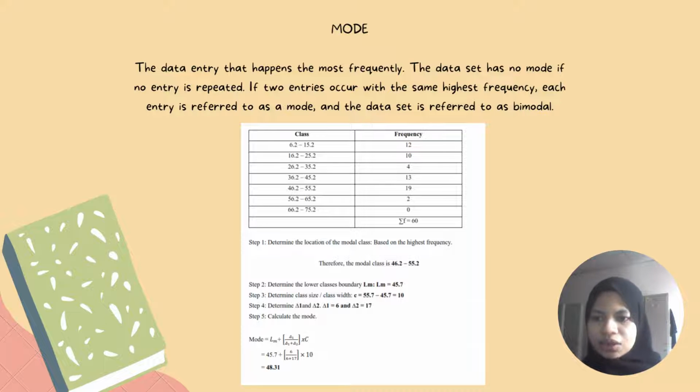Step 5 is to calculate the mode. The formula for mode is Lm plus the sum 1 divided by the sum 1 plus the sum 2, times the class size, equal to 45.7 plus 6 divided by 6 plus 17 times 10, equal to 48.31.